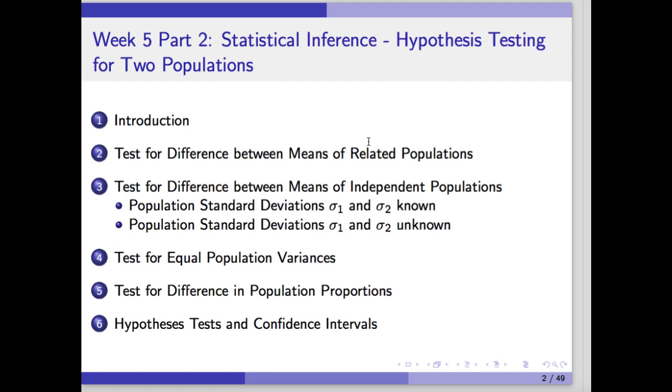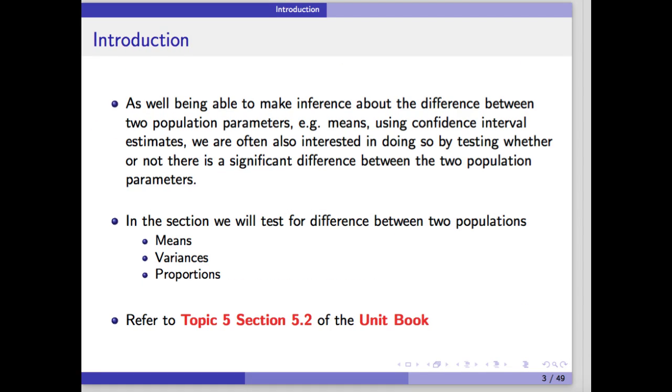So first of all, we'll look at the test for difference between means of related populations. As well as being able to make inference about the difference between population parameters using confidence intervals, we might also be interested in testing. And we already demonstrated that when we found confidence intervals, we could actually perform a test where we have a two-tailed alternative. So we're going to be looking at difference between two populations for means, variances, and proportions.